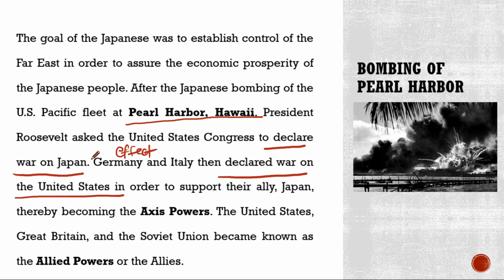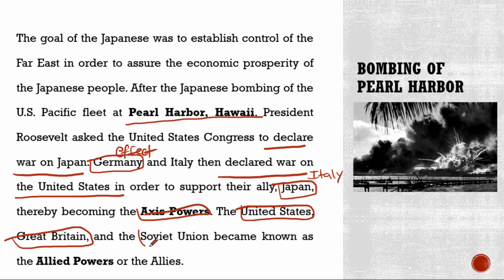So this is the effect of us declaring war on Japan. That means that Germany and Japan, and Italy is also one, became the Axis powers. And the United States, Great Britain, and the Soviet Union, which is also called the USSR, became known as the Allied powers, or the Allies.